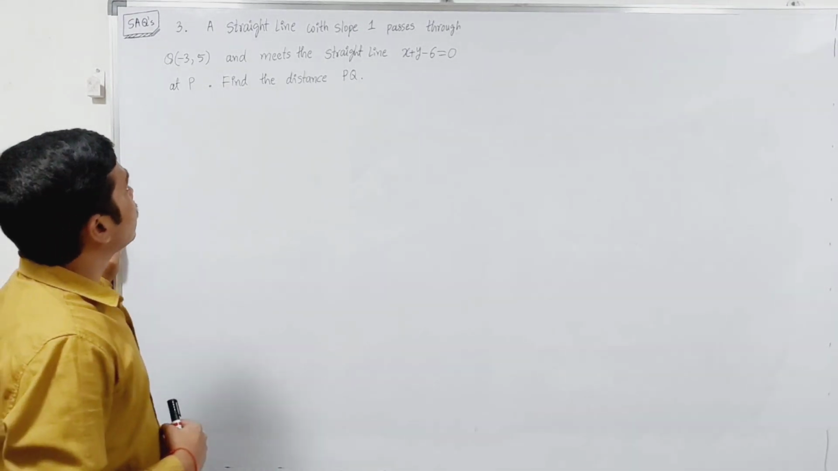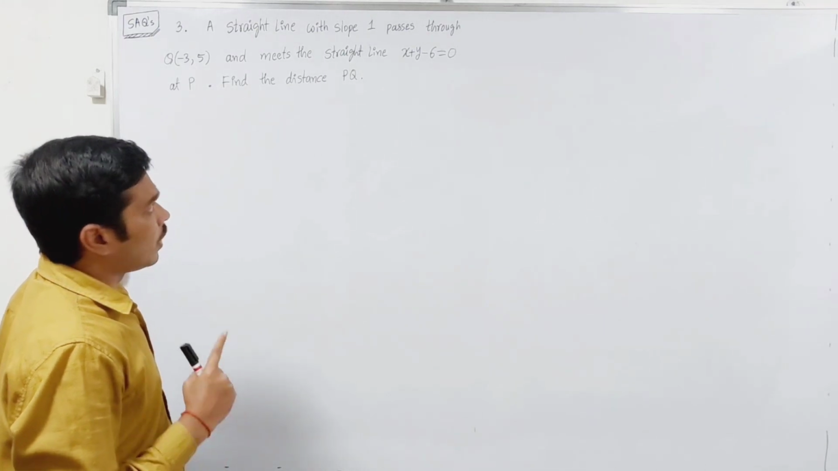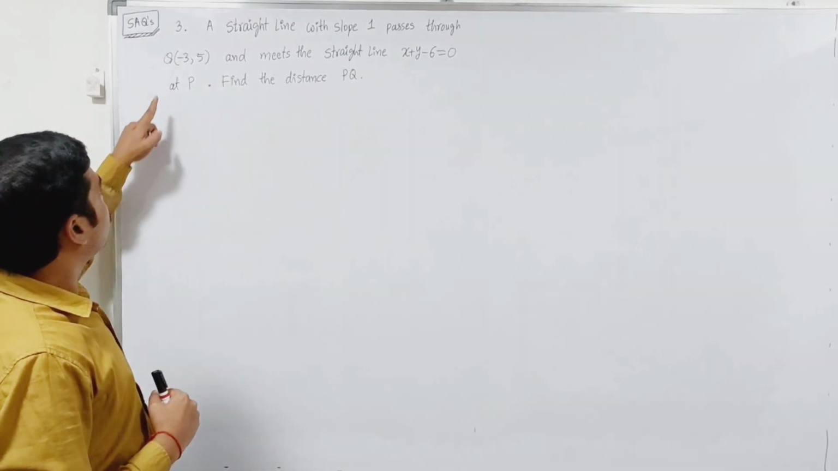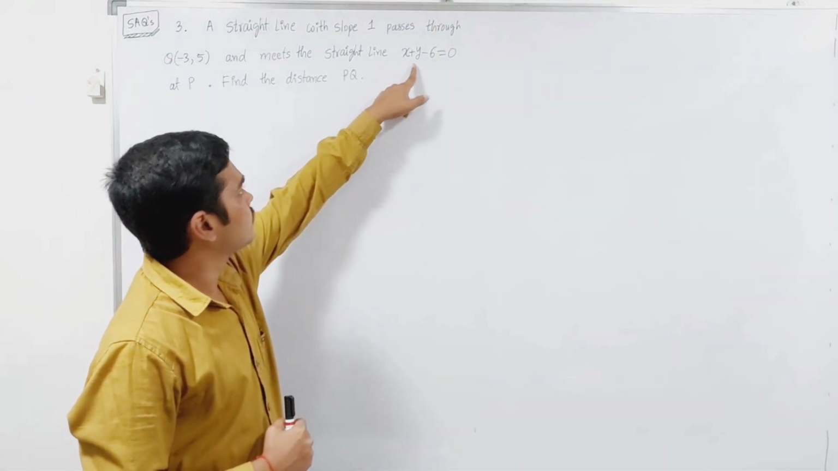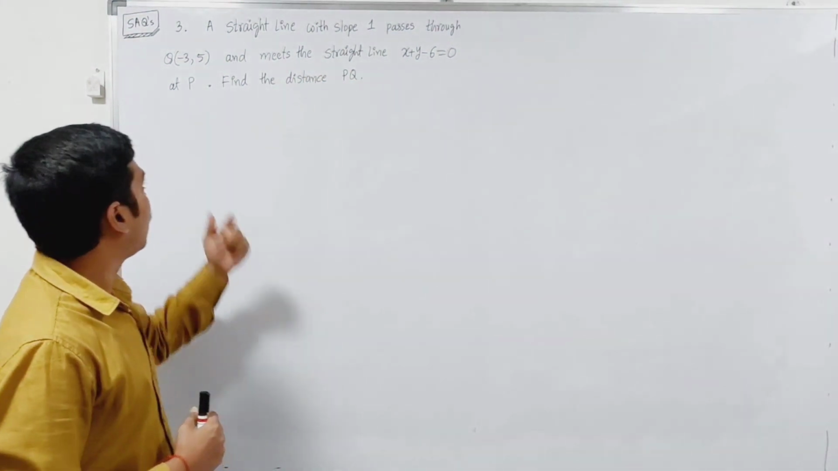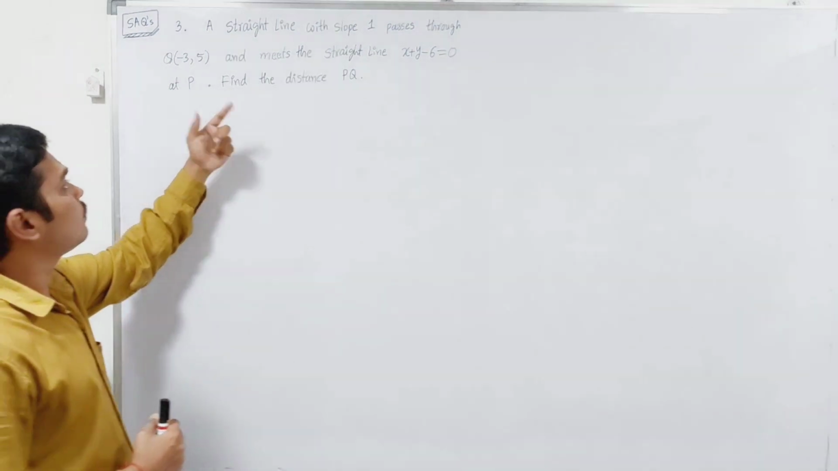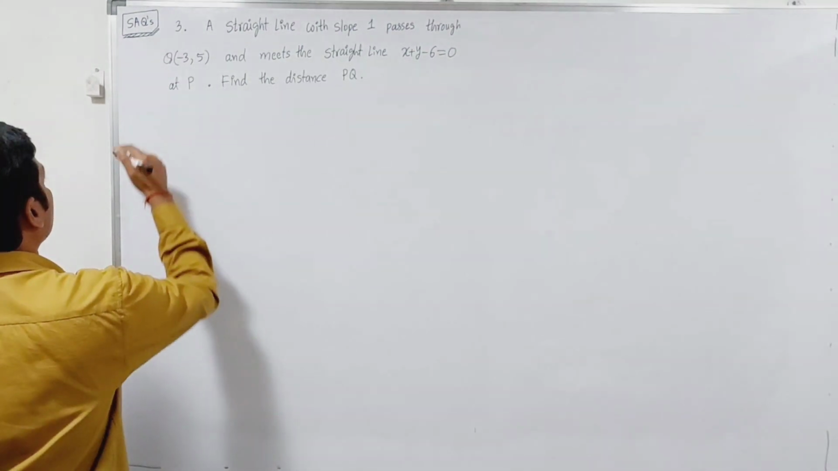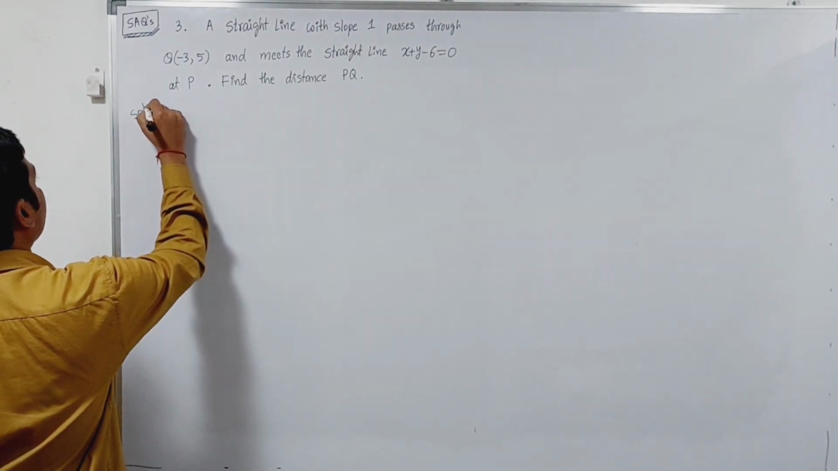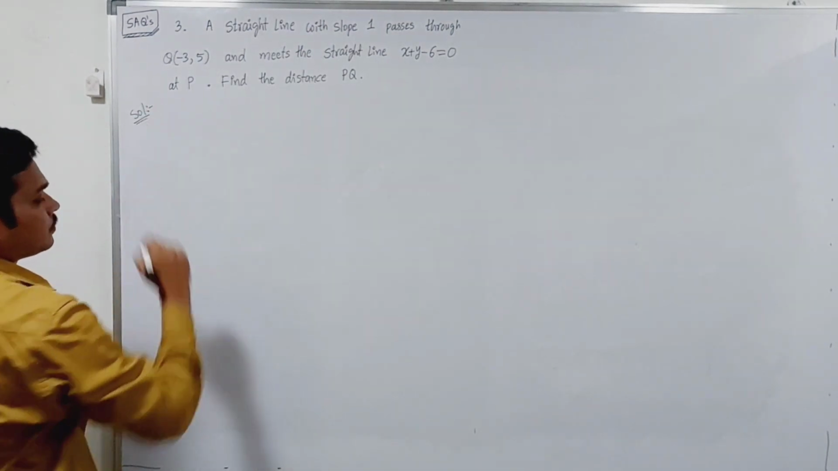In this problem, a straight line with slope 1 passes through Q(-3, 5) and meets the straight line x + y - 6 = 0 at point P. Then find the distance PQ. In this problem also, we have to find the distance between P and Q.